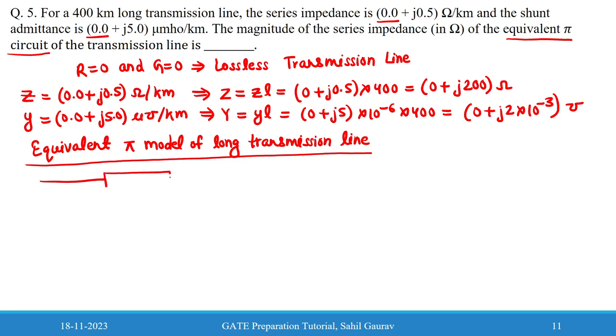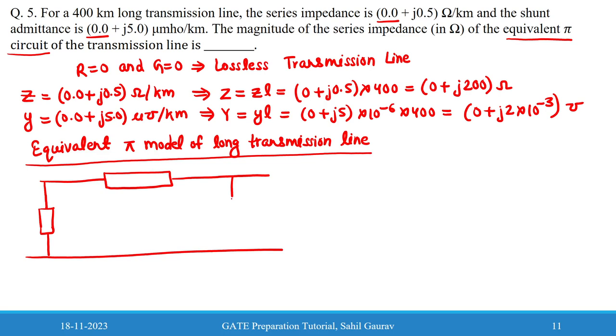So this is the series part, and at both ends of the line we have the shunt admittance. Half of the shunt admittance we can consider at each end. So basically this will give us the equivalent pi model. This is the sending end with Vs and Is, which you can also make as phasors. Then Y dash divided by 2, Z dash, and Y dash divided by 2, and this is IR and this is VR.